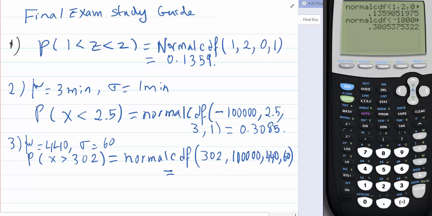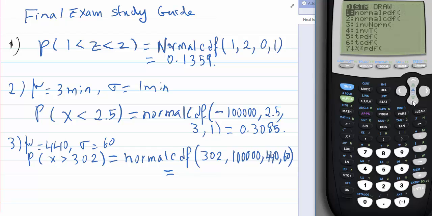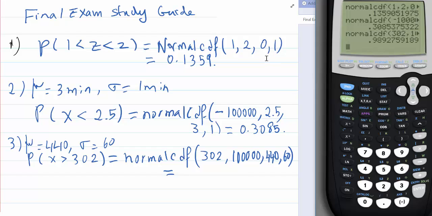So let's see what the calculator does here. I'm going to go to second, distribution, normal CDF, enter. Okay, so that's 302. Then 1 million, you can put 100 million here if you want. Oh, I put 100,000. I'll go back and put one more zero just to be consistent with what I wrote down, but 100,000 will do it. 440, standard deviation is 60, paste, enter, and the answer is 0.9893.